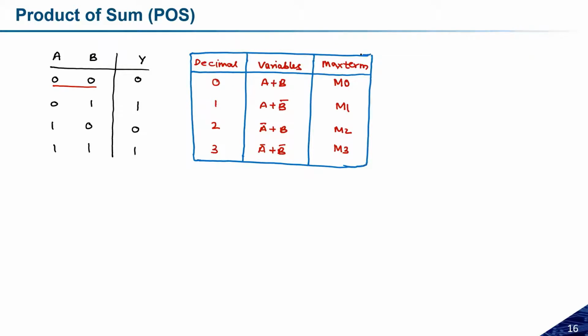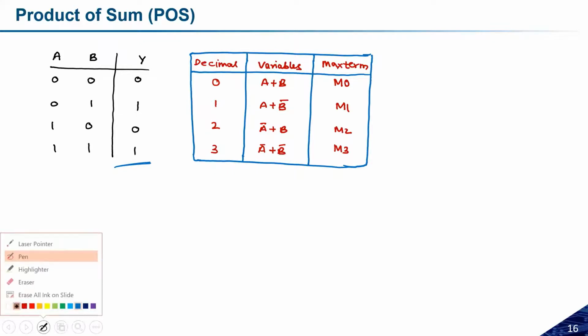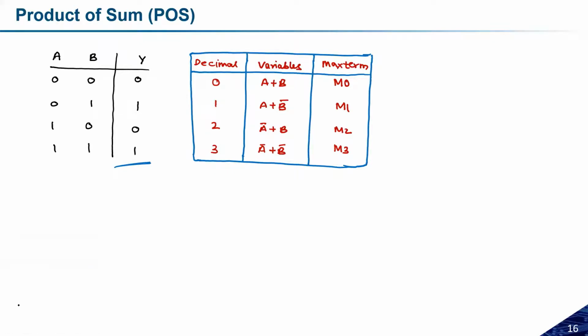Okay, so this is done. Now suppose I have a function with this kind of truth table. Can anyone tell me what the output function of this truth table is? Based on this understanding and this discussion, what is the output function? Anyone? A plus B into A bar plus B.